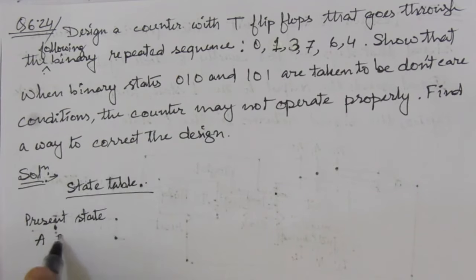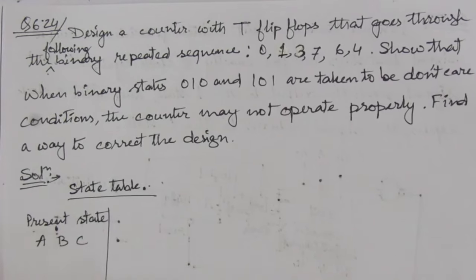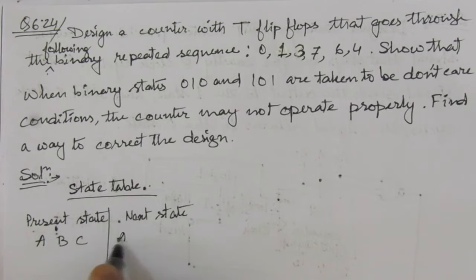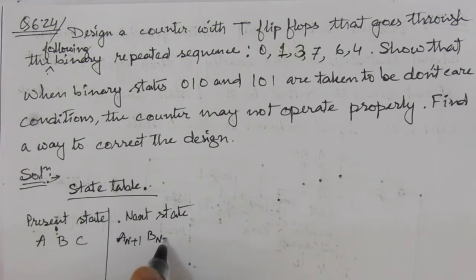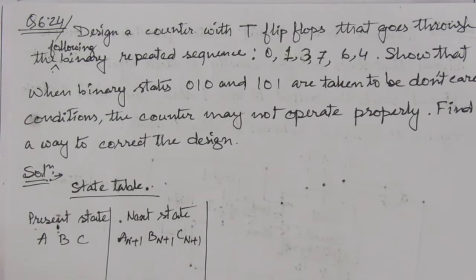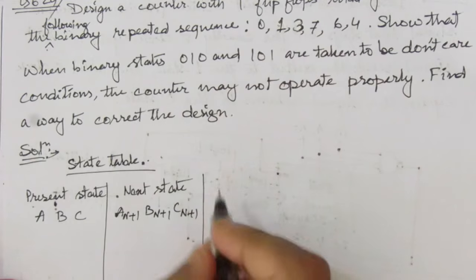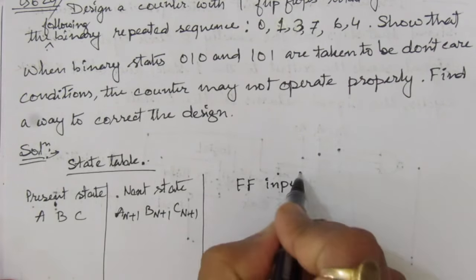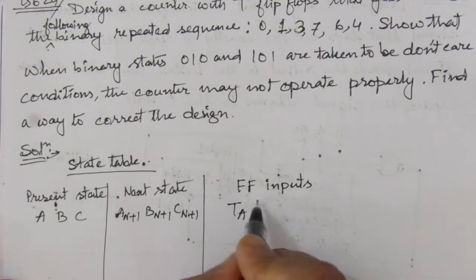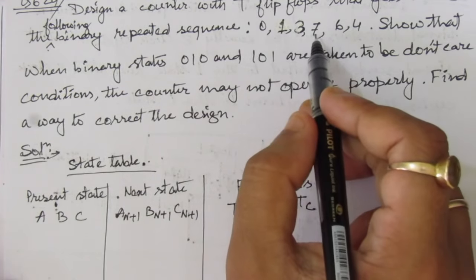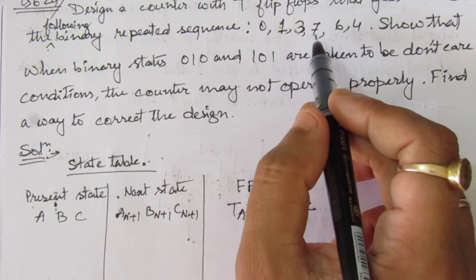that are suppose A, B and C. Then suppose we have the next state, A of n plus 1, B of n plus 1 and C of n plus 1. Suppose these are the next states. Then we have to find the respective flip-flop inputs for these T flip-flops. This FF means flip-flop inputs. They are TA, TB and TC, because here we can see that we have a maximum count of 7, and 7 is nothing but 111.